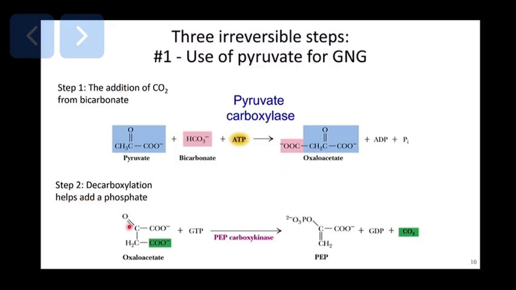Then we're going to have step number 2, where we take oxaloacetate and we're going to decarboxylate it. So we've seen this a couple times in our other pathways as well. And when that spontaneous CO2 group leaves, then we're going to actually join our phosphate onto oxaloacetate to form phosphoenolpyruvate. Okay, and the enzyme that does that is PEP carboxykinase. So it's going to be a kinase. It's transferring a phosphate over in order to form phosphoenolpyruvate.